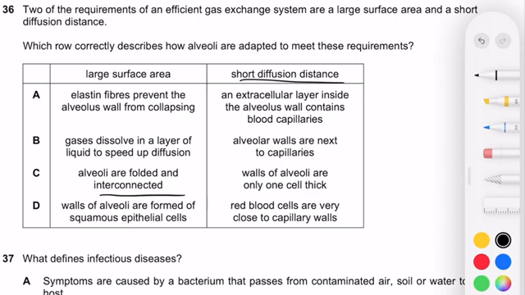We can say they're 1 cell thick, or let's see, an extracellular layer inside the alveolus contains what, capillaries. This does not decrease diffusion distance. Alveolar walls are next to capillaries. Okay, I can see how. Let's look at this answer. Gas dissolved in a layer. This does not increase surface area. Okay. Walls of the alveoli are 1 cell thick. Totally. Red blood cells are very close to the capillary walls. However, walls of the alveoli are formed of squamous epithelial cells. Doesn't increase the surface area.